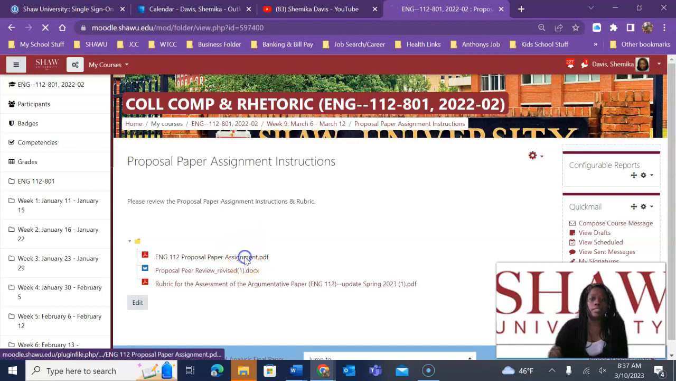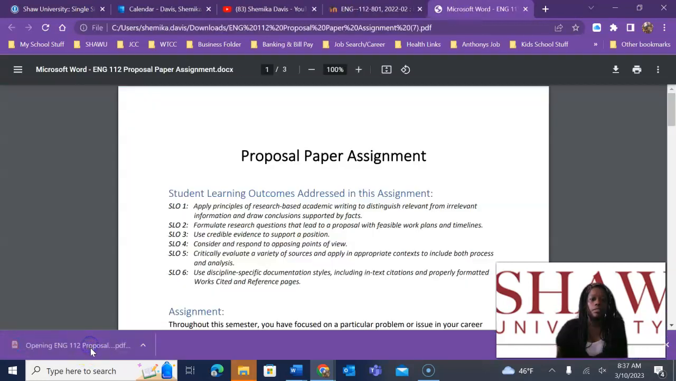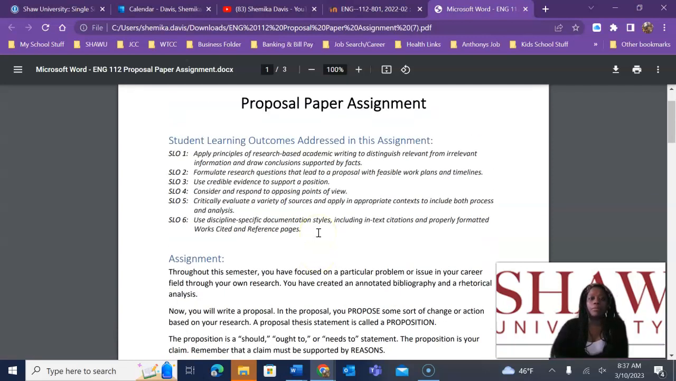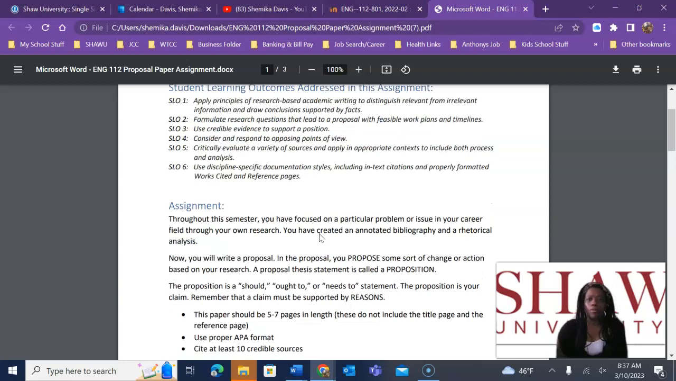So with that said, let's pull this up. I'm going to go here. All right, so let's talk about the proposal paper assignment. With the proposal paper, honestly, you're following along with the research you've been doing all semester long. So it's really, really easy. You've already chosen your topic. Your topic is something that we chose week 1, week 2, right? You've been using the same topic for everything.